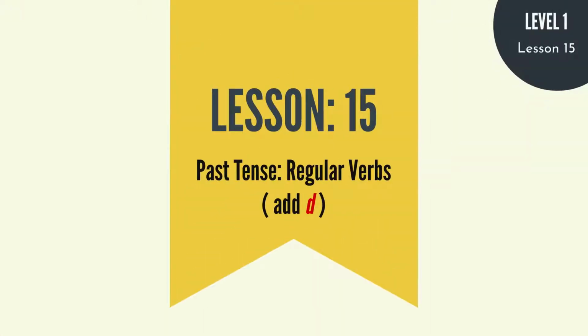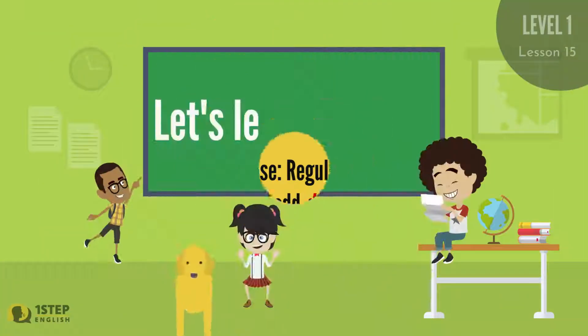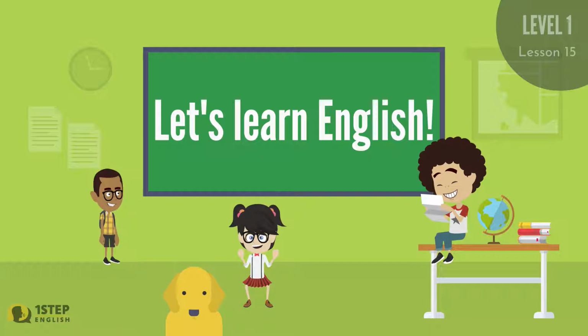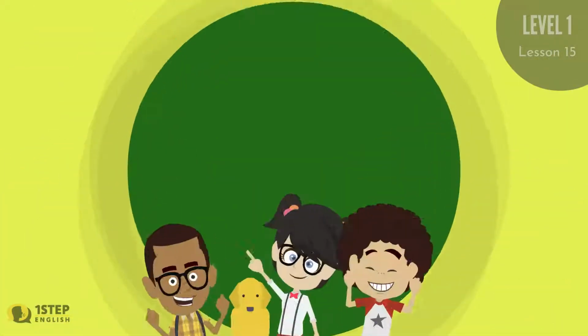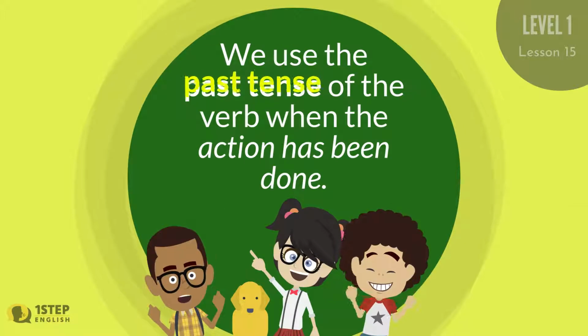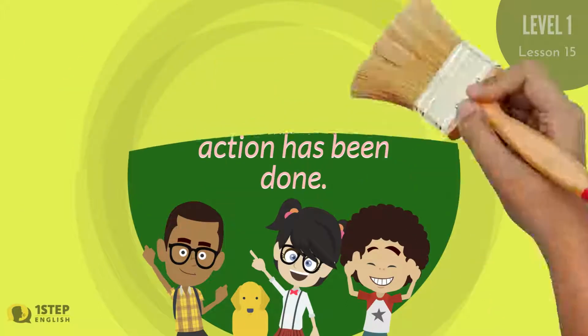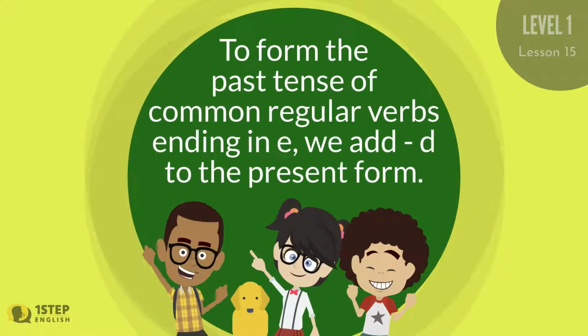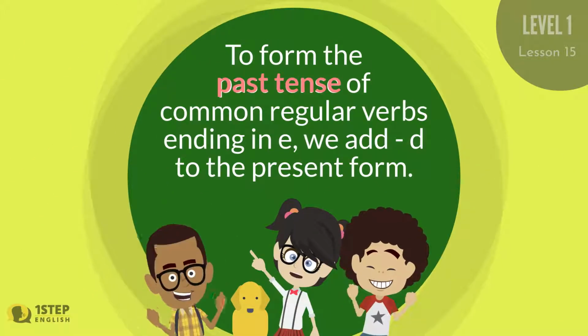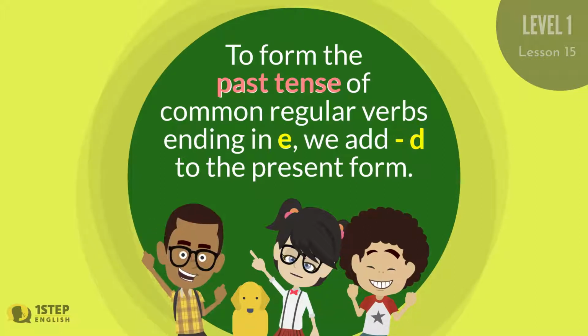Lesson 15. Past tense regular verbs. Add D. Let's learn English. We use the past tense of the verb when the action has been done. To form the past tense of common regular verbs ending in E, we add D to the present form.